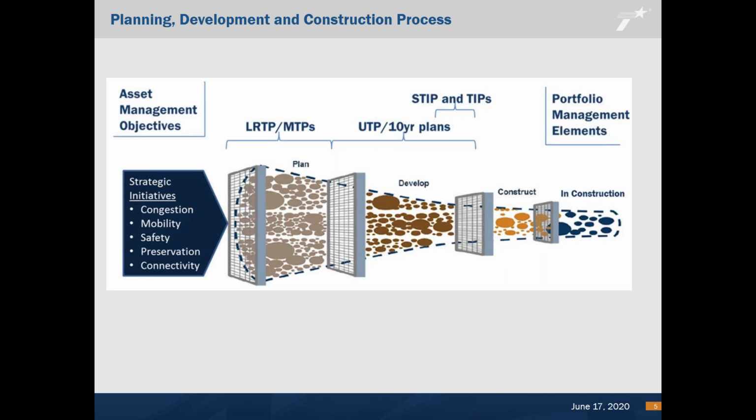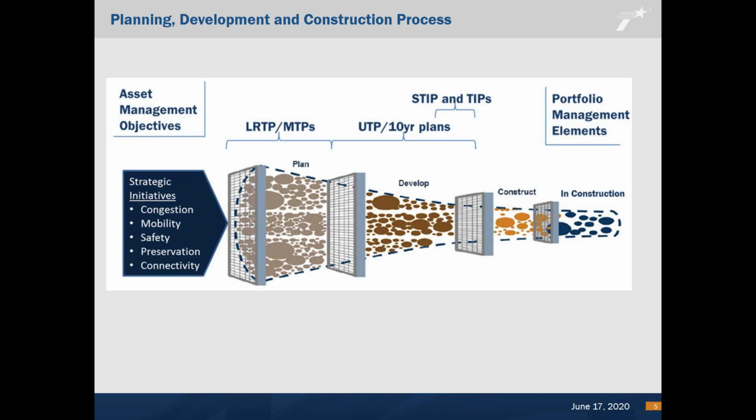This is a slide showing our planning process that we document in our TAMP. You can see on the left, we have our asset management objectives. Objectives cover congestion, mobility, safety, preservation, connectivity. Under the objectives, we have a long-range plan, which is 24 years, and the 10-year UTP, and the 4-year STIP.